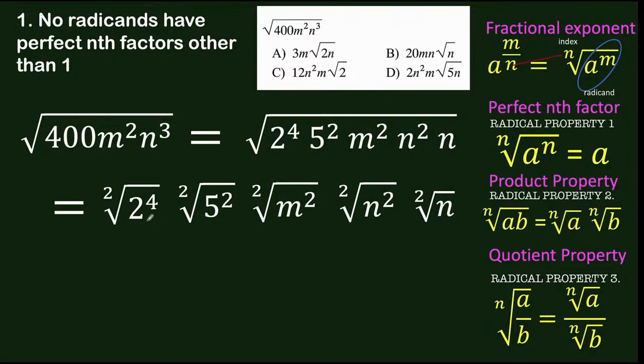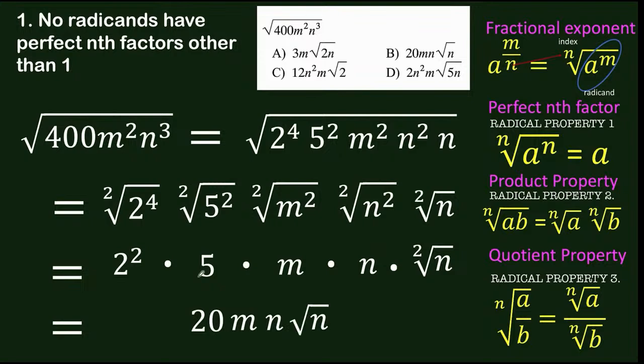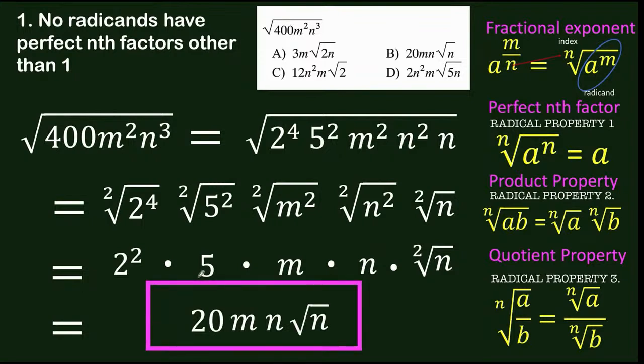And to simplify this, we go back to the concept of fractional exponent. This is equivalent to 2 raised to 4 halves, or 2 raised to the second. To get this exponent 2, we just divide 4 divided by 2 to get this 2. In here, the exponent 2 and the index 2 will cancel each other out because its quotient is 1. We only have 5 raised to the first, or simplified. The same explanation for m and n. But for the square root of n, there's nothing that we can do to simplify it, so we just copy it. Then we multiply what can be multiplied. 2 squared is 4 times 5 is 20. M times n is mn, and copy the square root of n. This is now our simplified form that we can use when performing addition or subtraction of radical expressions. So the answer is letter B.